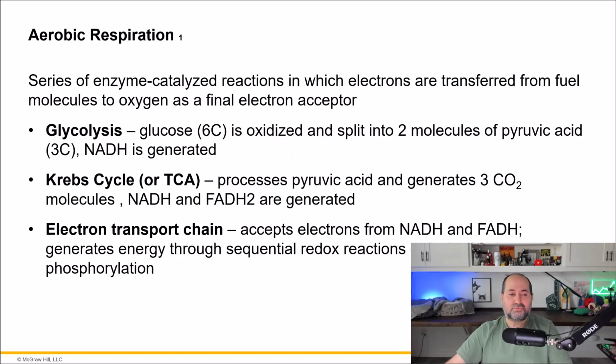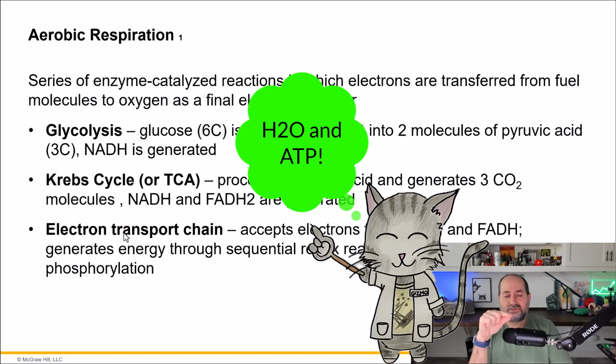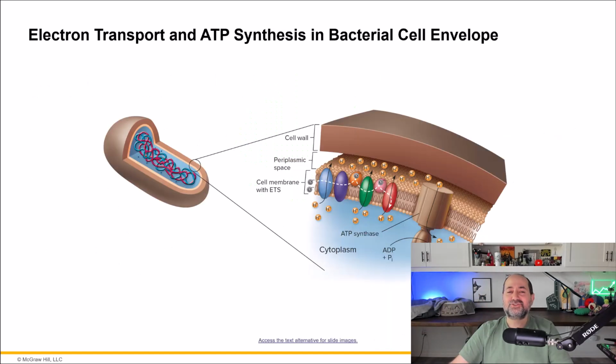And then the products of the electron transport chain, the respiratory chain, aka oxidative phosphorylation, at the end. Remember, the products there are water, because oxygen picks up the electrons and becomes reduced to water. So water and ATP.